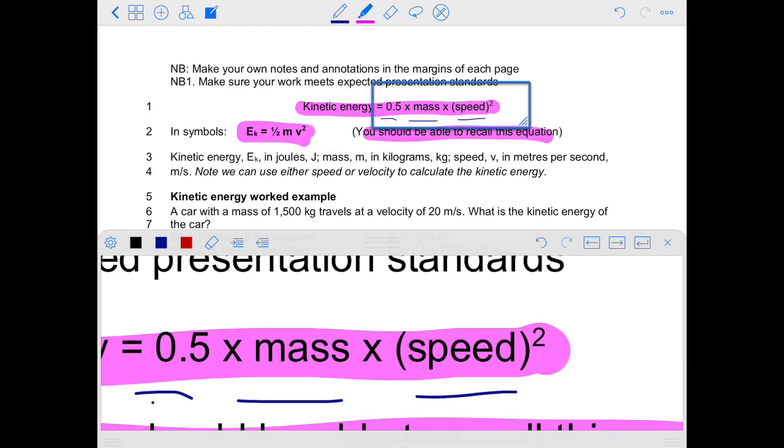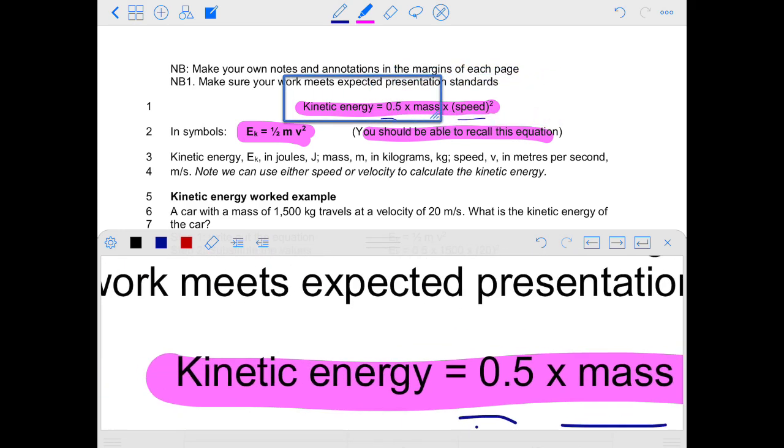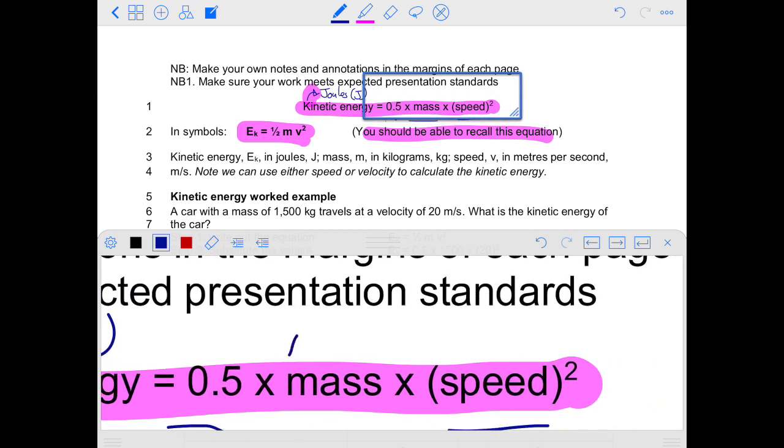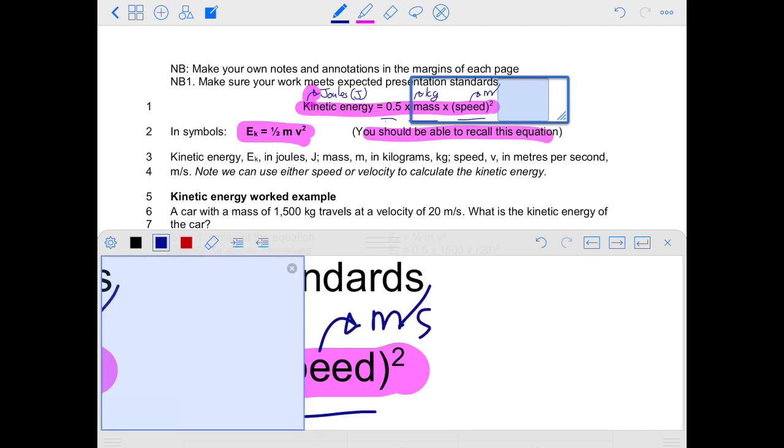So you also have to think about, what do we measure these things in? So hopefully you remember kinetic energy, we measure it in joules. Mass, we measure in kilograms. And speed, we measure in meters per second.